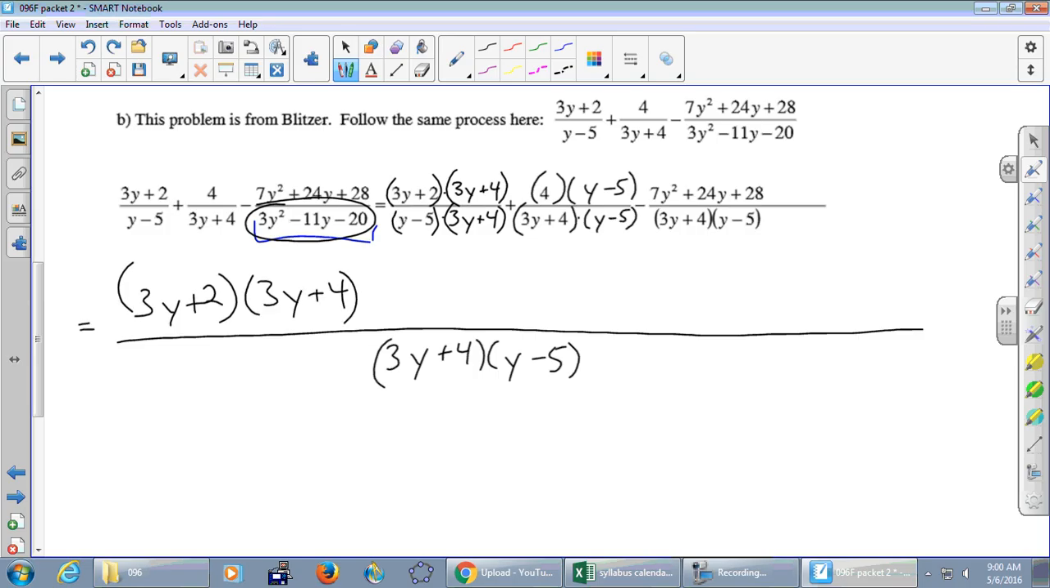What's that? What's the next symbol? Plus. We're adding, and then you copy the second numerator with all the parentheses. And the last numerator, what's the next symbol? Subtract. So we go minus 7y squared plus 24y plus 28.